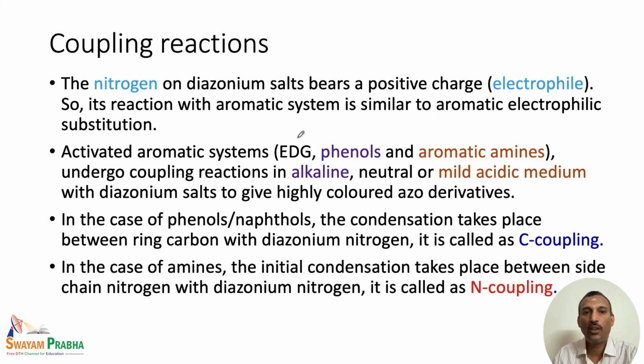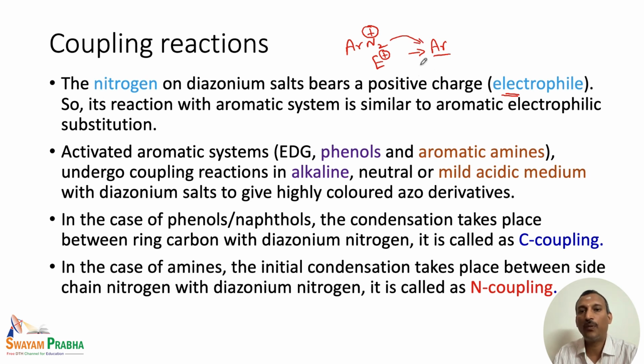The next one is coupling reactions of aromatic diazonium compounds. Here the nitrogen on the diazonium salt has a positive charge, so we can say that is going to be the electrophilic site for the reaction. Its reaction with the aromatic system is very similar to an aromatic electrophilic substitution reaction. When we say ArN2+, the N2+ has a positive charge, so this is very similar to an electrophile attacking the aromatic system. So this diazonium reaction can be considered like an aromatic electrophilic substitution reaction.